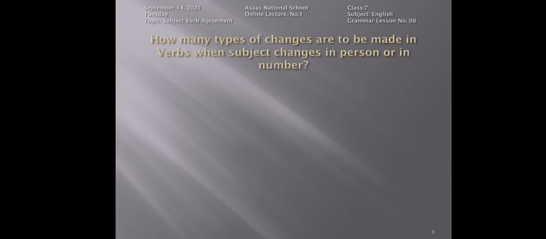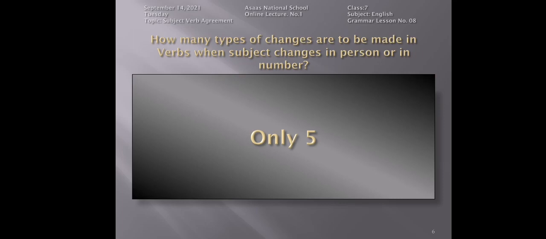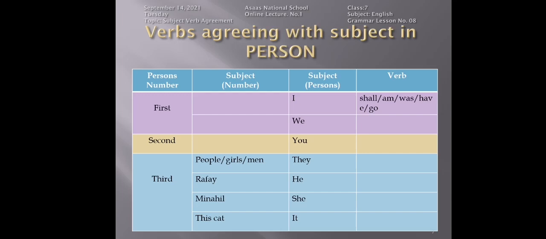Do you know, students, how many types of changes are to be made in verbs when the subject changes in person or in number? Well students, there aren't many, there are only 5 types of changes that take place in the verb or helping verb when the subject changes in person and in number. See this table. Remember students, in the first person we have I and we. In the second person we have only one pronoun, that is you. In the third person we have they, he, she, it, subject in persons. And the subject in number is always the third person. So all you need to see is whether they are singular or plural.